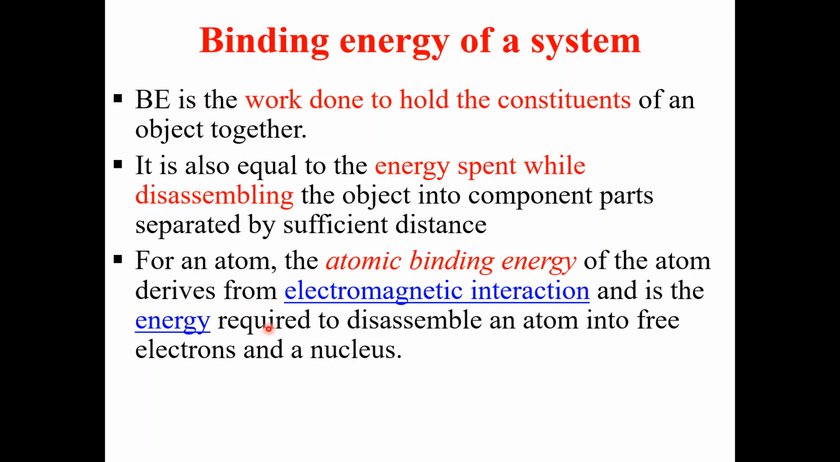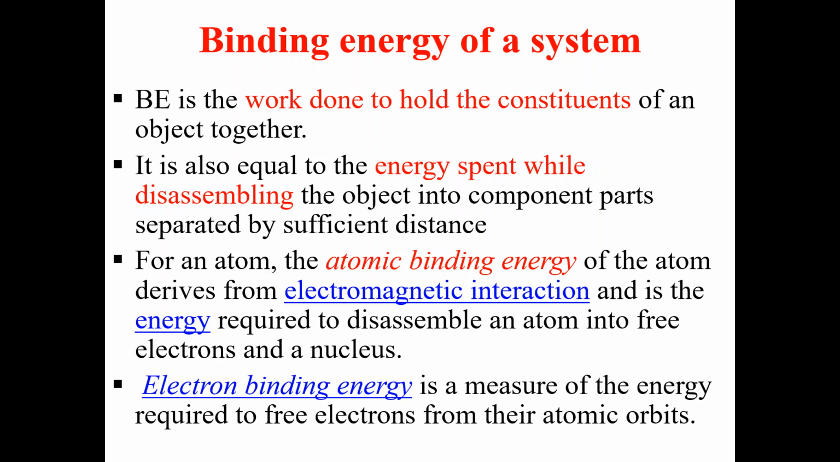What is meant by the binding energy for an atom? For an atom, we call this the atomic binding energy, and it is derived from electromagnetic interactions and is the energy required to disassemble an atom and to free electrons and nucleus. In simple words, in the case of an atom, it's the energy required to disassemble the atom into electrons and nucleus. That is, two major parts: electrons and nucleus.